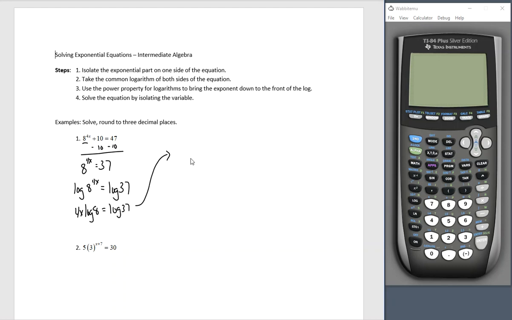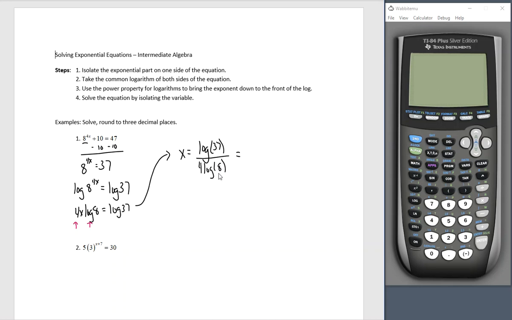In order to isolate the x, what do we divide by? We're going to take this log of 37 and we're going to divide it by the 4 and the log 8. So we're going to divide by both of those parts. We'll have 4 log of 8. Now this is our exact answer.